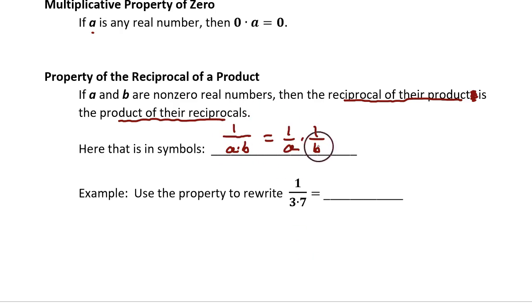It's this assumption that allows us to multiply fractions, which we'll do later in class. Here's an example. Use that property to rewrite 1 over 3 times 7. This is equivalent to 1 over 3 times 1 over 7.